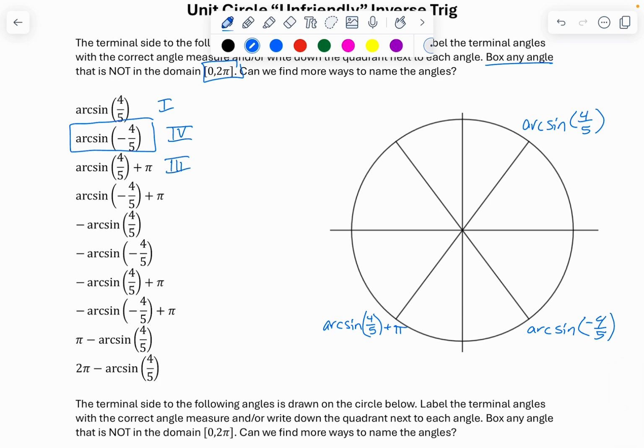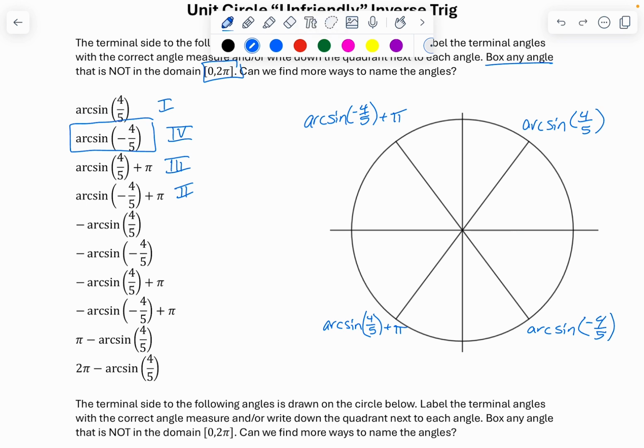Okay, what happens when I take arc sine of negative 4/5 and I add pi? I start in quadrant 4, the negative way, and then I add pi, so that puts me in quadrant 2. This is arc sine of negative 4/5 plus pi. I was smaller than 0 when I was in quadrant 4, and then when I add pi, I'm now between 0 and pi. So I don't need to box that one.